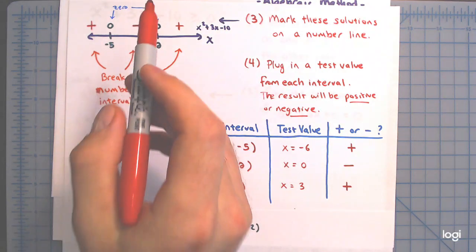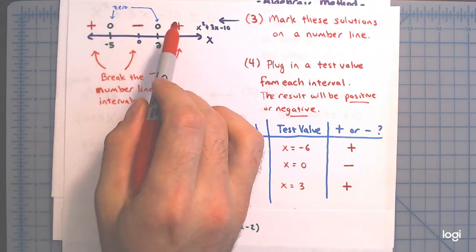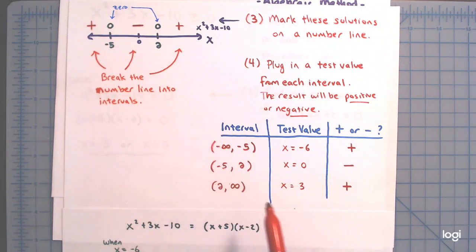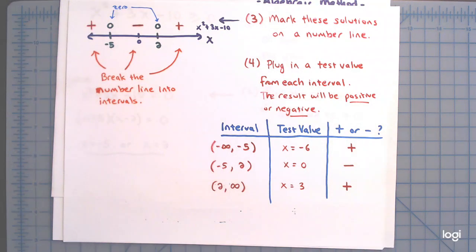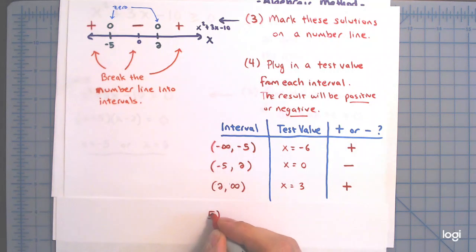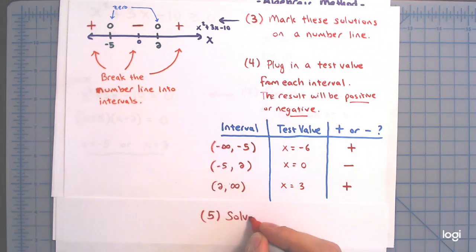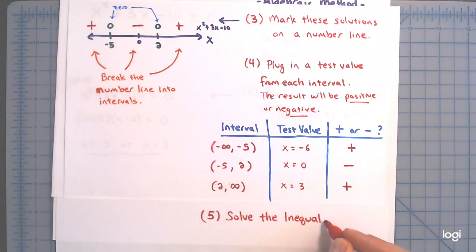What I'm going to do is use this picture up here. You can use the picture, or you can use the table that I drew, to find the solutions of the inequality. So that's part 5, I guess you could say. Step 5, solve the inequality. And they're asking us to graph the inequality on a number line as well, graph the solution set.